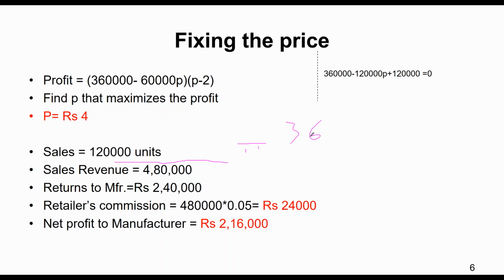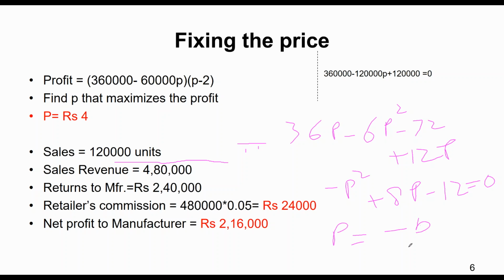This will be typically 36P minus 6P square minus 72 plus 12P, which is nothing but a typical quadratic equation: minus P square plus 8P minus 12, going to 0. And to maximize the value, P is equal to minus b upon 2a, which is nothing but the value of 4. So this is how we typically solve the quadratic equation to maximize P if a is negative.